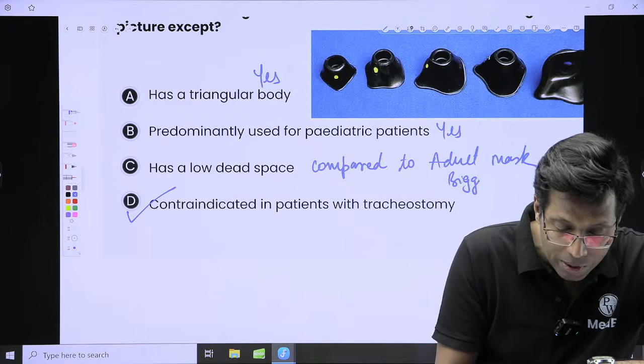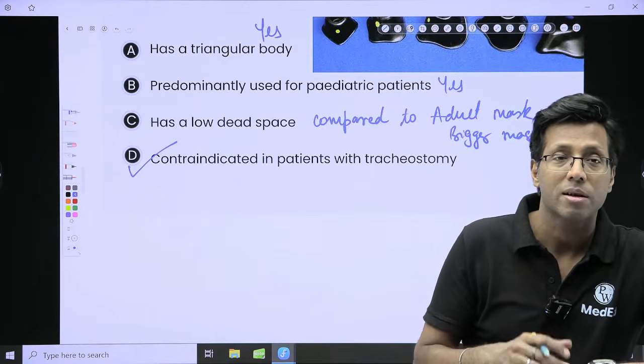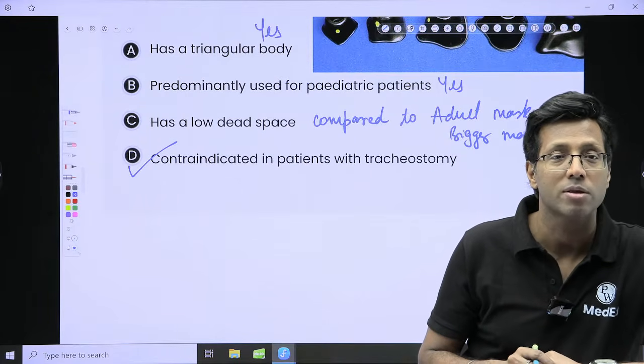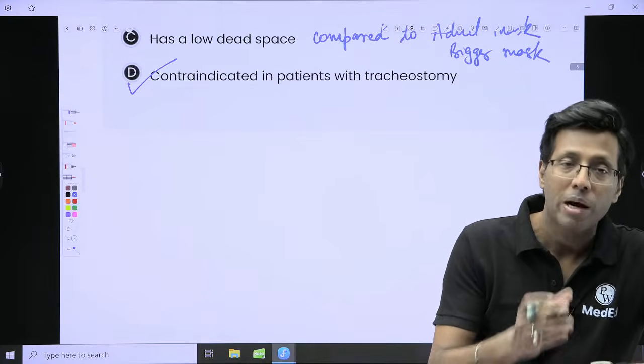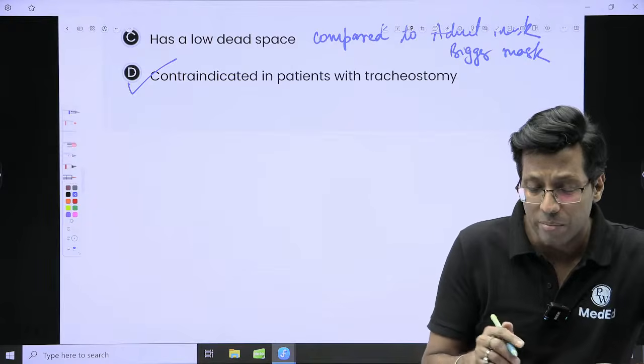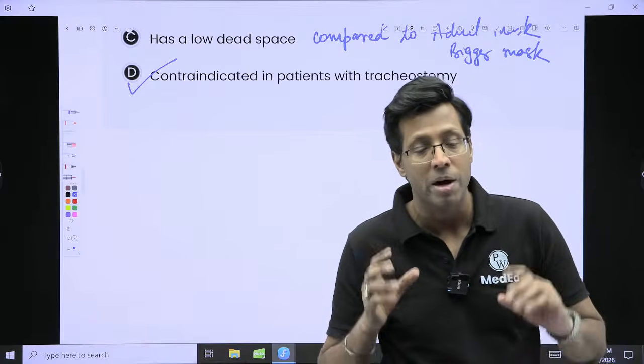Compared to an adult mask or a bigger mask. Remember, what is dead space? Let me tell you that. Low dead space. Whenever we keep a mask, what is the meaning of dead space? Dead space is any area which contains oxygen and is not taking part in gas exchange.